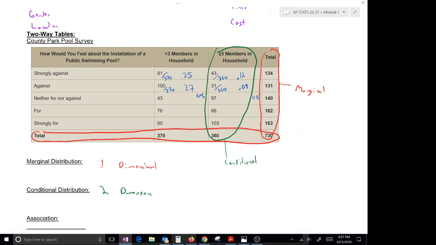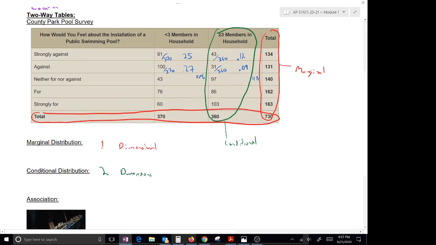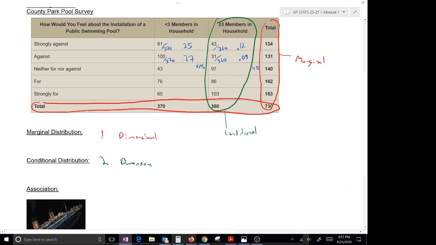So it kind of tells you that as we get more and more members in our household, we're less and less against the idea of getting a pool, and that might make sense. Maybe as we get more members in our household, we got more people who might be interested in swimming, got more kids, maybe we're more likely to use a pool. So that's how we do a two-way survey, or looking at association.